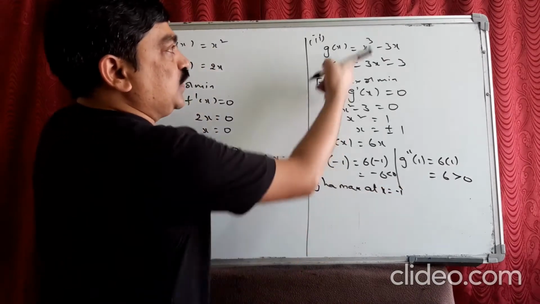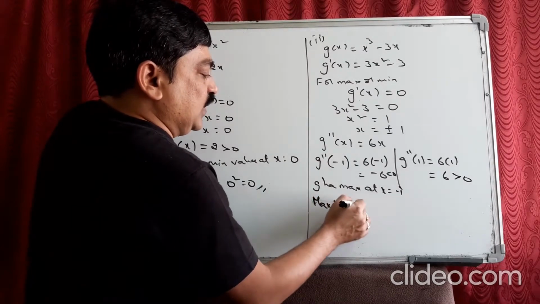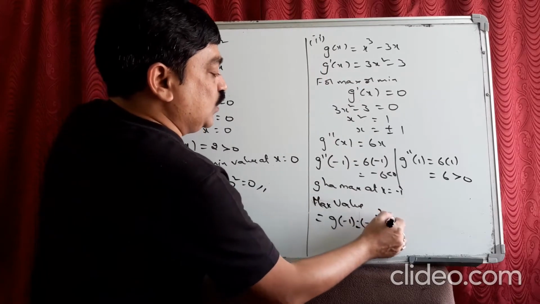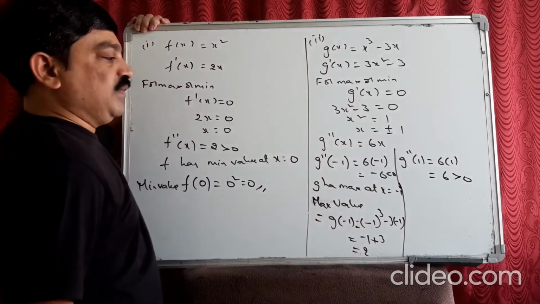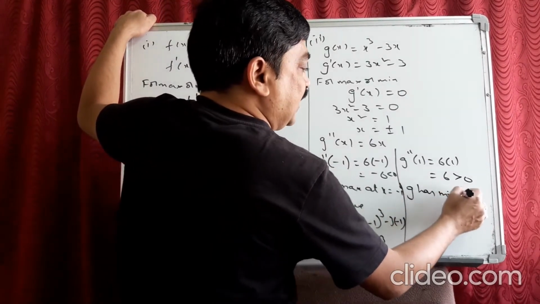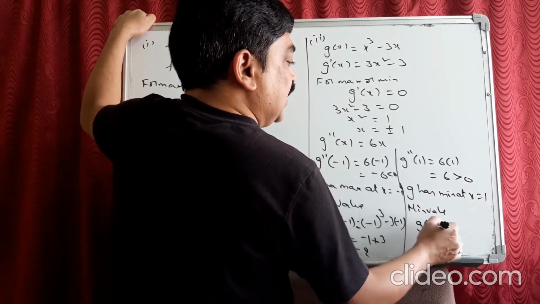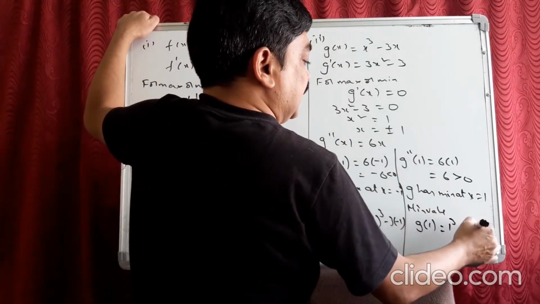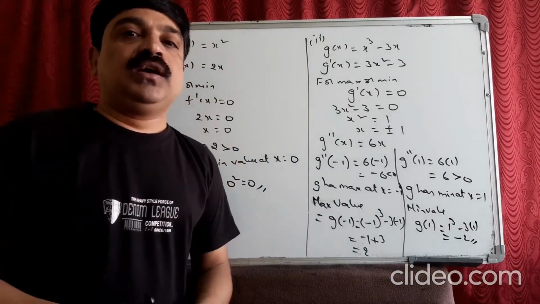What is that maximum value? Substitute here. Maximum value is equal to g of minus 1. In the main function you have to substitute: minus 1 whole cube minus 3 into minus 1, which is minus 1 plus 3, it is 2. In the same way, g has a minimum because it is positive, minimum at x equal to 1. And what is that minimum value? Just substitute 1 in place of x in the main function, g of 1. That is 1 cube minus 3 into 1, which is 1 minus 3, minus 2. This is the basic process which we use in all the problems.